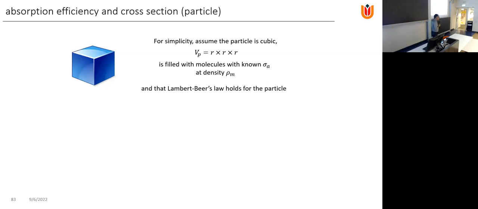And we assume that Lambert-Beer's law holds for this whole particle. So if we would shine light to one side of the particle and measure it from the other side, we could use Lambert-Beer's law to calculate the transmittance. So there we go. If we have an incident intensity on one side of the particle, what will be the transmittance if we measure it on the other side of this one particle?